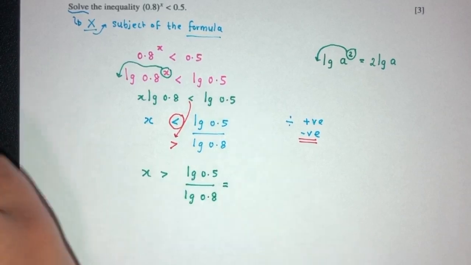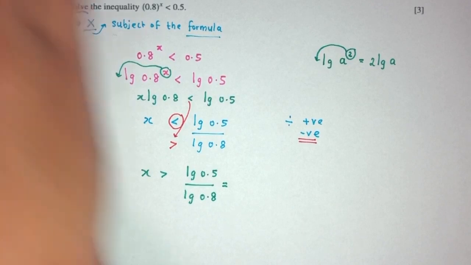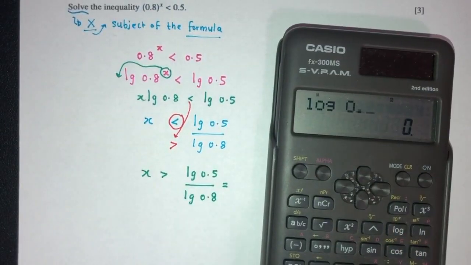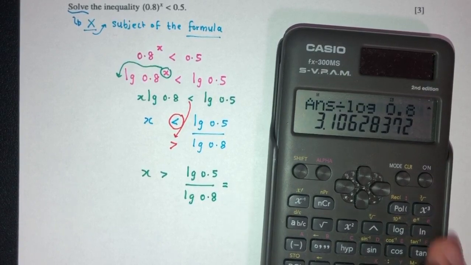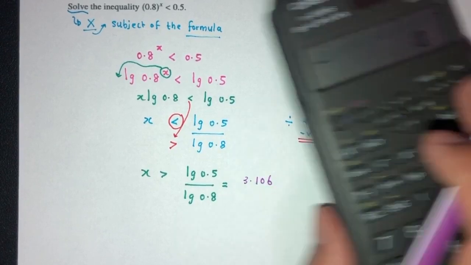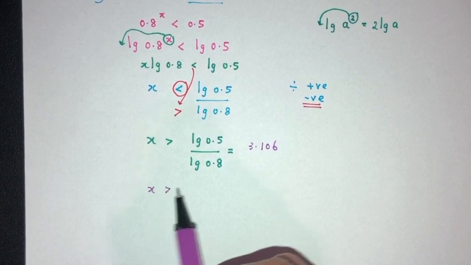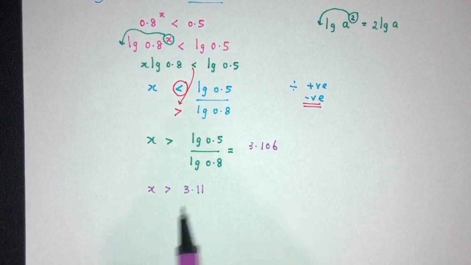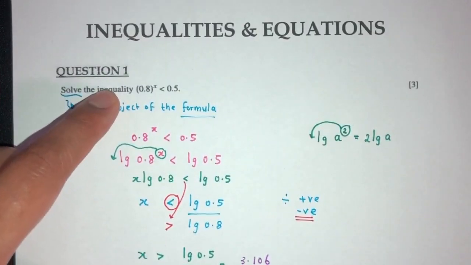Now this is where the most common mistakes happen. We forget to switch the sign to solve this question. So log of 0.5 divided by log of 0.8. That should be 3.106 as your answer, but of course you will provide your answer, which is non-exact, to 3SF. 3.11 is your value of x, for which your equation here is satisfied.